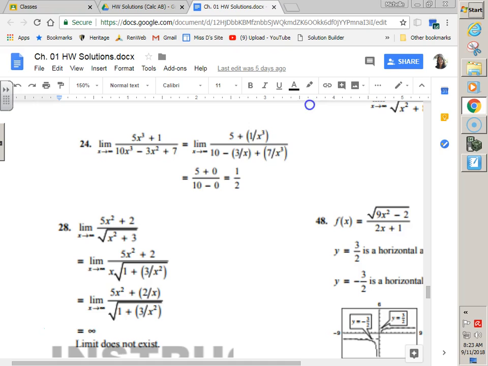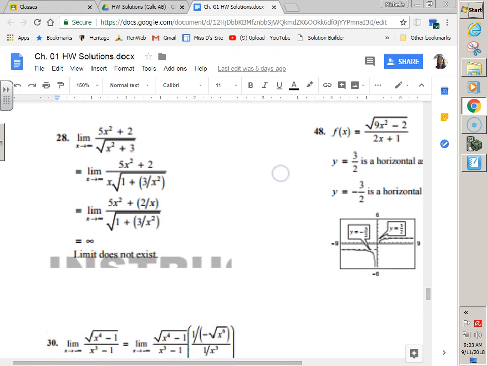Good. Number 24. It's a tie. Ends up being 1/2. Is that good? Number 28. It's a tie. No, it's not. Who wins? Top wins. He has a square root. So plug in infinity, check the sign. It should have been positive infinity.